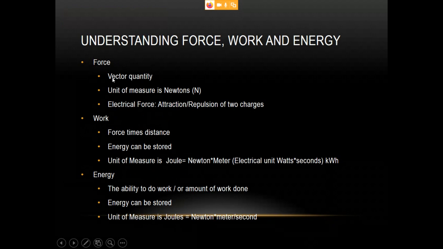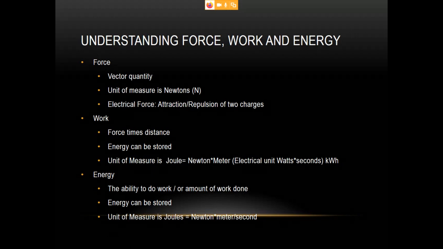So force is measured in newtons, okay? And when we talk about electrical force, we're basically talking that you have protons that have a positive charge and electrons that have a negative, and those two opposing charges attract each other. And so it's that attraction, which is that force, which causes the electrons to move, okay?